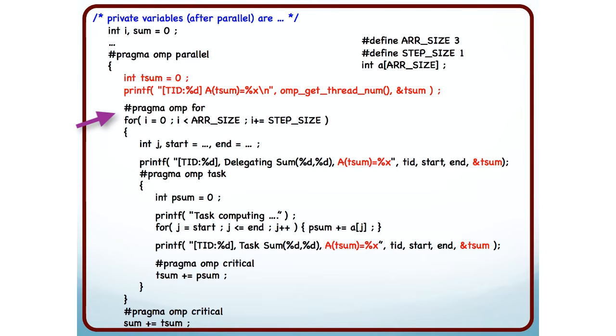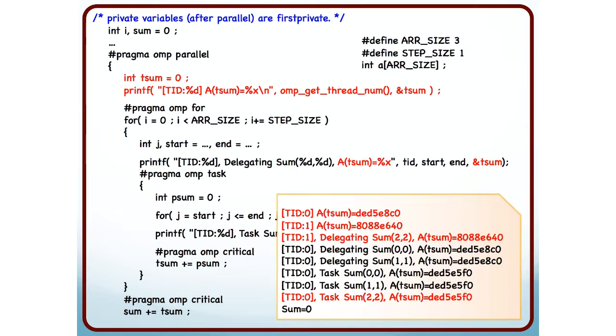Then I have this #pragma omp for, and inside it I again print the address of tsum. I mark here that I'm delegating this summation from this start to this end, and I'm again printing the address of tsum. And finally inside the task, I again print the same thing, the address of tsum. How do you differentiate what is what? Here I'm printing tid%d, here I'm printing delegating sum, and here I'm printing task sum. So just look out for those indicators. So when I run this code, what do I see?